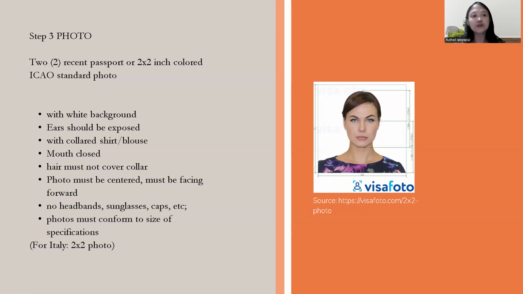Step 3 is to have your photo. So two recent passport or 2x2-inch colored standard photo, ICAO standard photo. So the decision whether it's passport size or 2x2 size photo will depend on the embassy you're applying to. For example, when we applied for Schengen visa through the Italian embassy, so what was required of us were 2x2-inch colored photos.